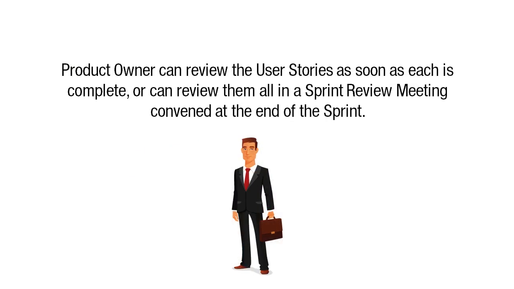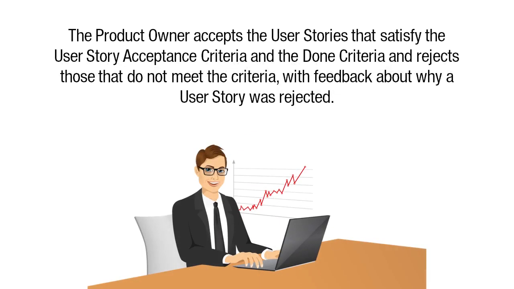The product owner can review the user stories as soon as each is complete, or can review them all in a sprint review meeting convened at the end of the sprint. The product owner accepts the user stories that satisfy the user story acceptance criteria and the done criteria, and rejects those that do not meet the criteria, with feedback about why a user story was rejected.